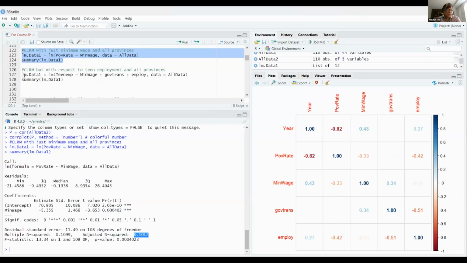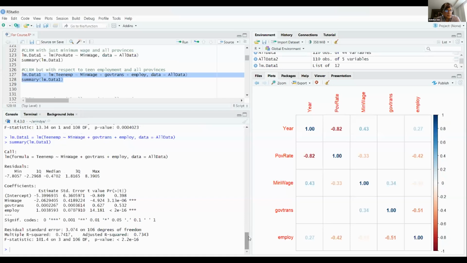Now let's look at this equation. How is this equation different? This equation is different because in addition to the minimum wage, I've added government transfers and the employment rate. So now it's really interesting. Is this effect of the minimum wage, which is statistically significant and negative, at all going to change when I add in other variables? Okay, so let's run it and find out.